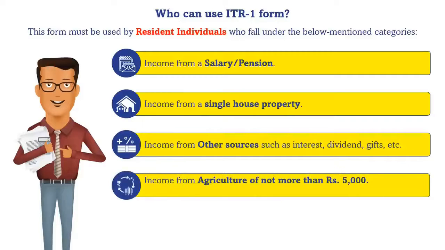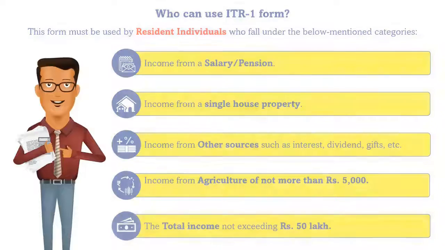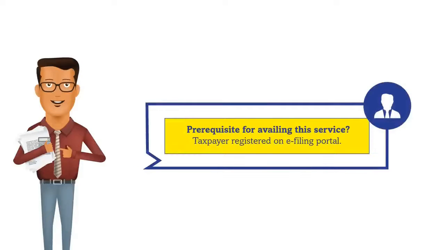Taxpayers having income from agriculture not more than Rs 5,000 can also choose to file ITR-1. However, the total income from all the above heads should not exceed Rs 50 lakhs. In order to file ITR-1 on the e-filing portal, you should be a registered user of the e-filing portal.